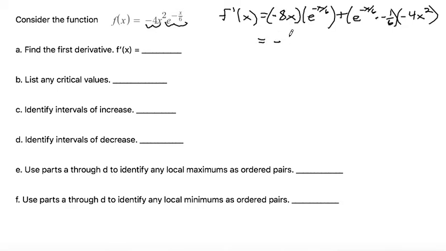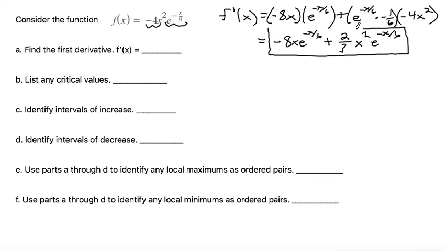We can write it as negative 8x times e to the negative x over 6, and then we have a negative and another negative, so that stays a plus. 4 over 6 we can write as 2 over 3, and then the x squared and the e to the negative x over 6. Okay, so this would be our first derivative. So we can put this in our first blank as the first derivative.